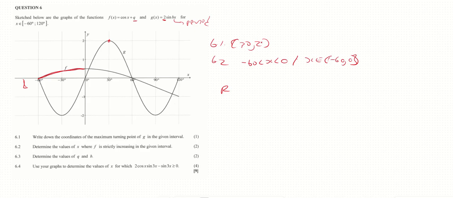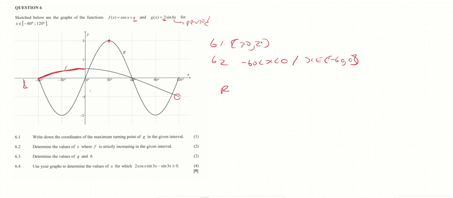6.3, determine the value of q. How is the graph shifted? We can say that the graph shifted downwards, meaning that q is negative. But how do we get that value? I'm going to use this point here.